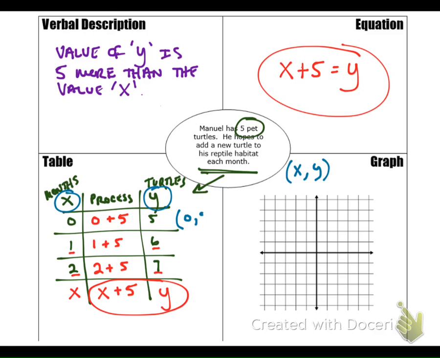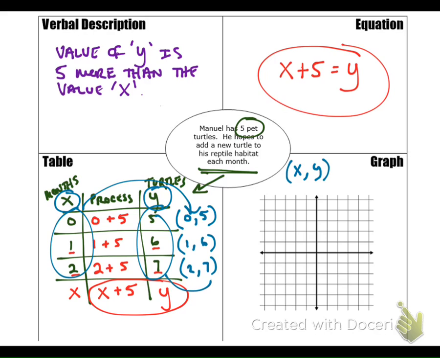My first ordered pair would be 0, 5. My next one would be 1, 6. Then I have 2, 7. So if you see right here, I have my x values all in the front, and then I have my y values all in my second number. So now I can take these ordered pairs and I can drop them over onto my graph. So let's go ahead and do that.